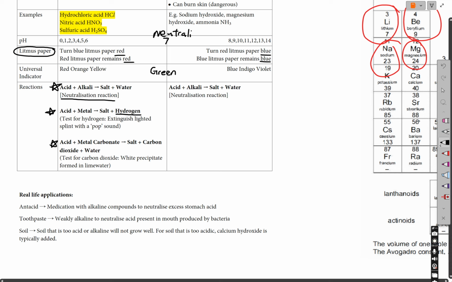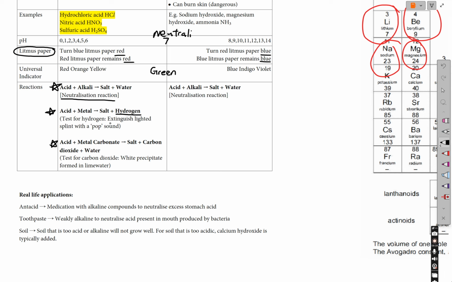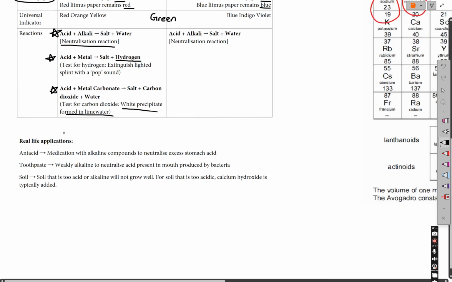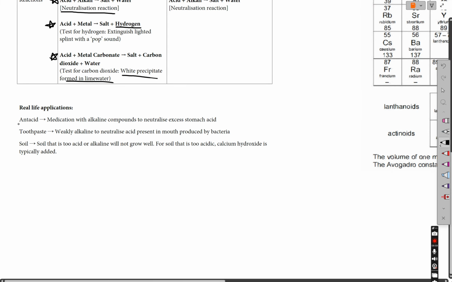Okay. So when they ask you how do you test for hydrogen, what is the positive test for hydrogen? It extinguishes a lighted splint with a pop sound. And the positive test for carbon dioxide is a white precipitate formed in lime water. Okay, so after the reactions, what happened is you need to know.